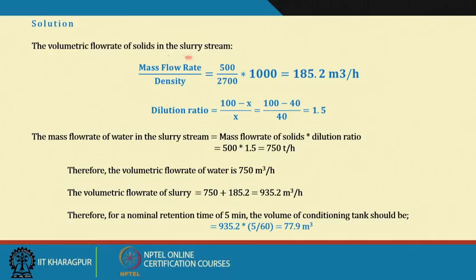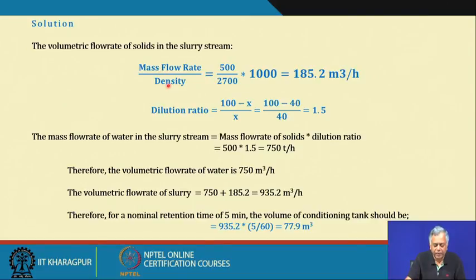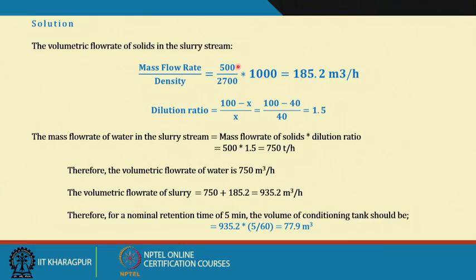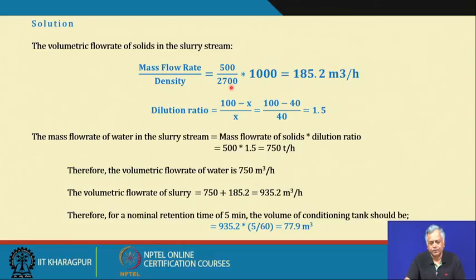So, the volumetric flow rate of solids in the slurry stream is mass flow rate divided by density. I need to process 500 tons of solids per hour. So, in terms of volumetric flow rate of solids, first we have to convert it. It is 500 divided by the density of that solid, 2700, and it is tons. So, I have to convert it into meter cube per hour, multiplied by 1000, and that will give you 185.2 meter cube per hour. That is your volumetric flow rate of solids, 185.2 meter cube per hour.